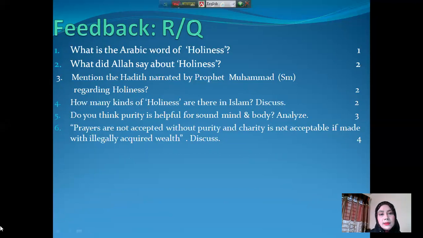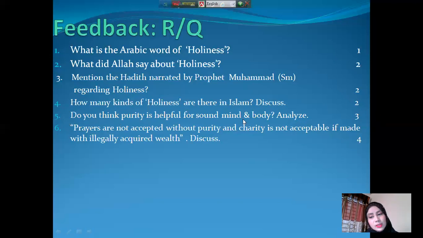Then students, number 4, you see its mark is again 2. How many kinds of holiness are there in Islam? I already told you there are 2 kinds of holiness. One is external holiness and another one is internal holiness. Okay. Then number 5, do you think purity is helpful for sound mind and body? Okay, here the number is 3.